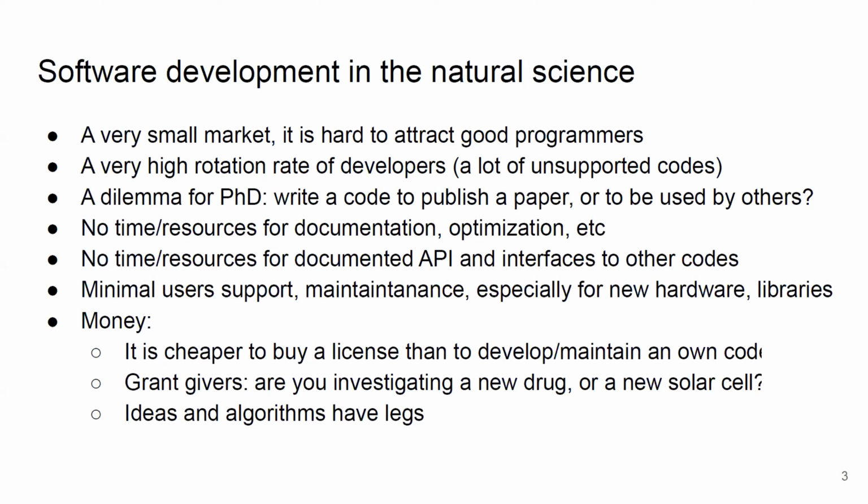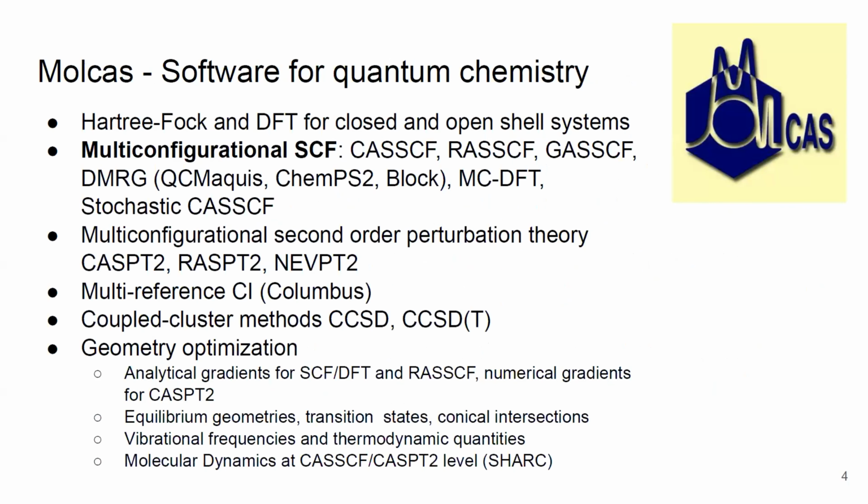And when it comes to money, well, you will find out that it's much cheaper to buy any code, even an expensive one, rather than write your own. It's true. And if you're asking for some money from grant givers, I have seen this answer many times. Are you saving the planet? Are you trying to develop a new drug or a new solar cell? No, we are developing tools. And it's really not attractive from all sides. And of course, ideas and algorithms, especially when talking about open source software, they have lags. So it's not very easy to develop software.